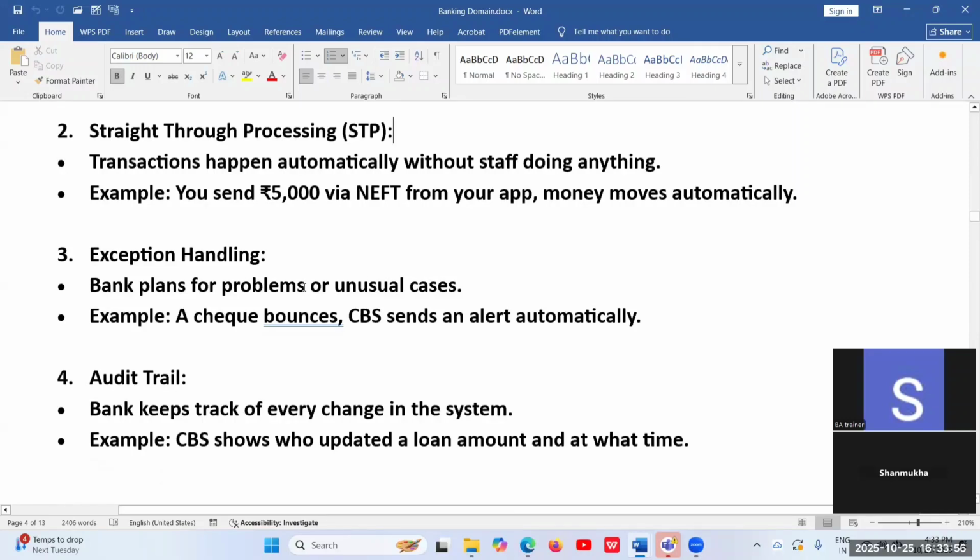If any problem comes, that problem they will call exception handling. If any problem occurs in the bank industry, any unusual cases or any problems, that will be exception handling. For example, the problem could be cheque bounces, and NPA.